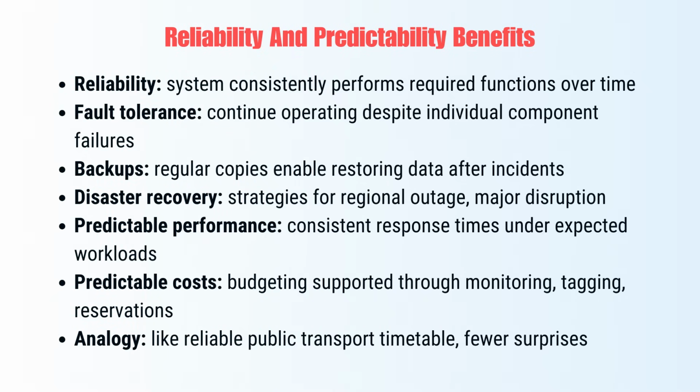Now, let's talk about predictability. In the cloud, you want predictable performance and predictable costs. Predictable performance means your application responds consistently under expected load. You achieve this by choosing appropriate resource sizes, using scaling and monitoring regularly. Predictable costs come from understanding your pricing model, setting budgets and alerts, and using tools like Azure Cost Management. Over time, you'll learn the typical monthly cost of each workload and avoid financial surprises.